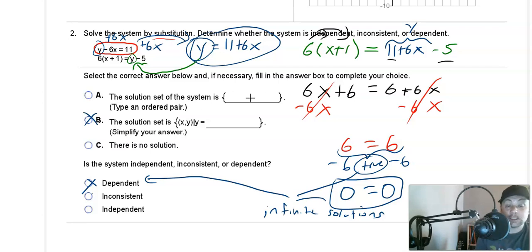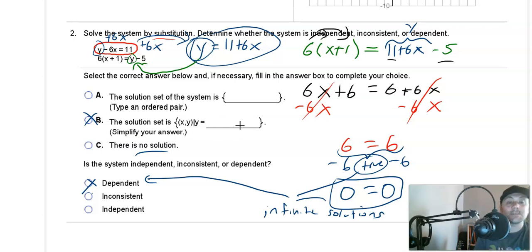Option A is if you just have one solution. You select option A. Option C obviously is when you have no solution. But when you get something true here, or if you get 0 equals 0, that means you have infinitely many solutions. So you choose option B, and it's set up to say this, that the solution set is any x comma y such that y equals blank.